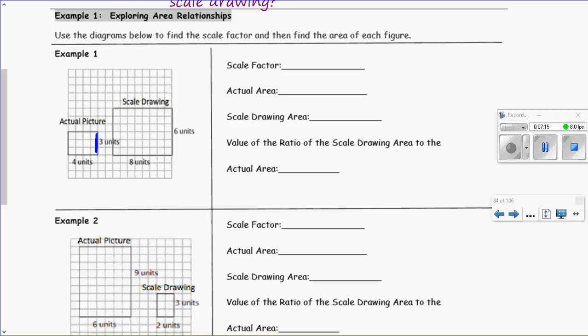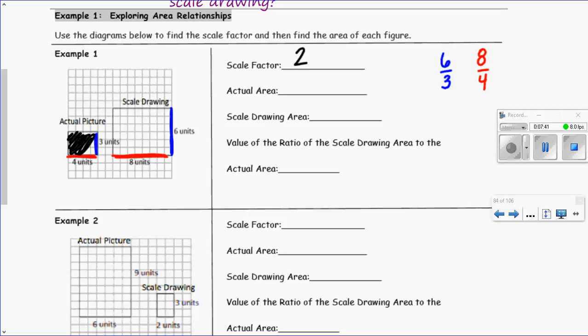Okay, for me, I see that the shorter side is 3 here and it's 6 here. So I'm already thinking the scale is 6, the original is 3. But I can also prove it using the scale of 8 and the original of 4. Those should be the same number. And that number is 2. Hopefully you got 2.